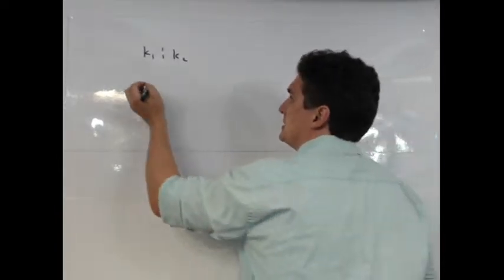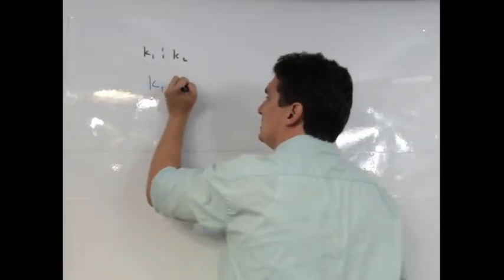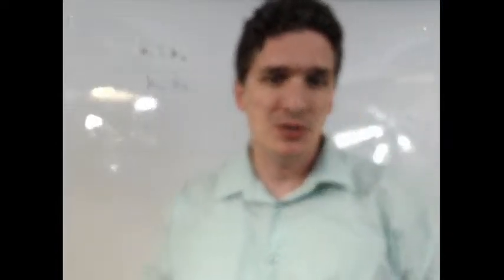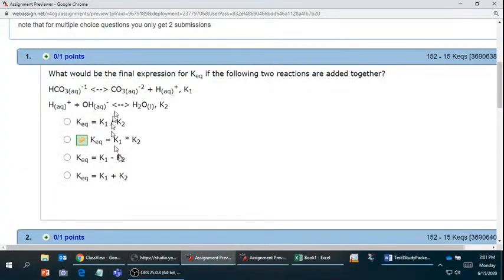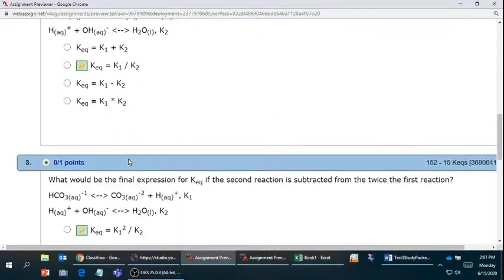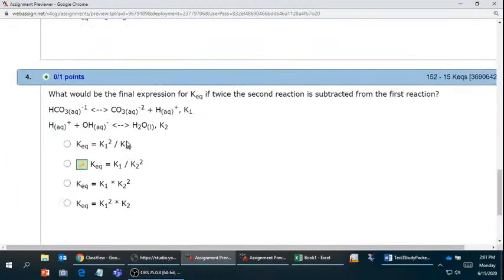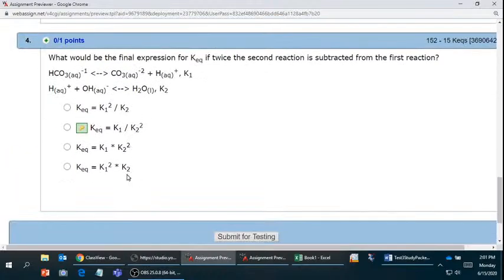Saving that marker. If we add the reactions together, we're going to multiply the equilibrium constants. So this is where, I'll bring it up on the desktop, show you the desktop. This is how we get K1 times K2. Now if we drop down to the last one, it says what would be the final expression for K if we use twice the second reaction subtracted from the first.